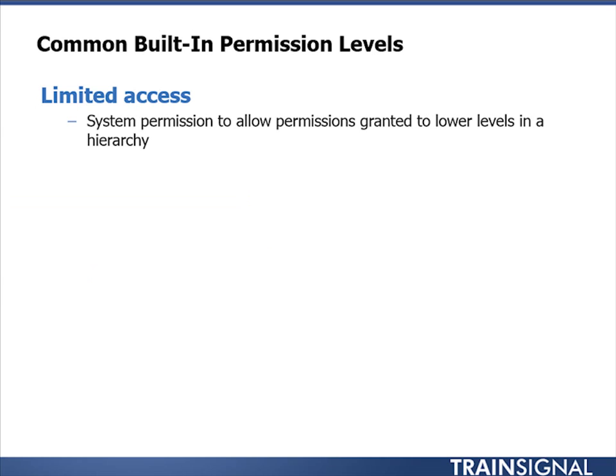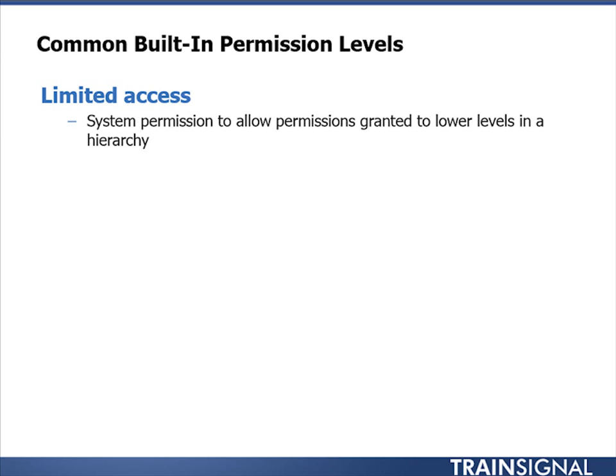The couple of permission levels that I want to highlight here are, first up, limited access. Now, limited access is a system permission level. What it's there for is to make sure that a user can get down to a child item that I've granted permissions to. So for example, let's say that we had a public PDF inside of a list inside of our HR site. And I want to make sure that everybody has access to this PDF. So what I do is I go to that PDF and I apply the appropriate permissions.